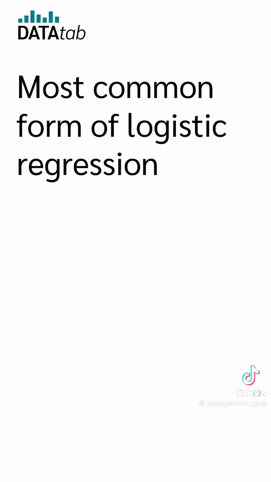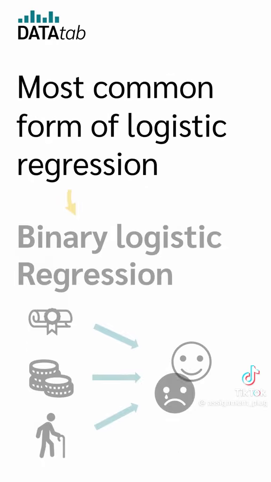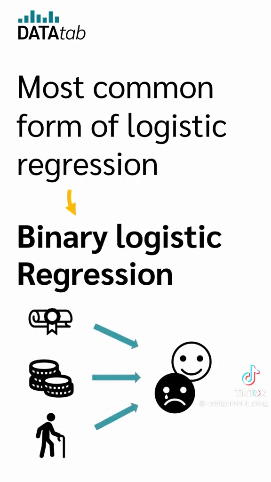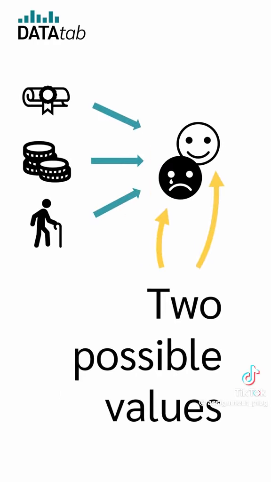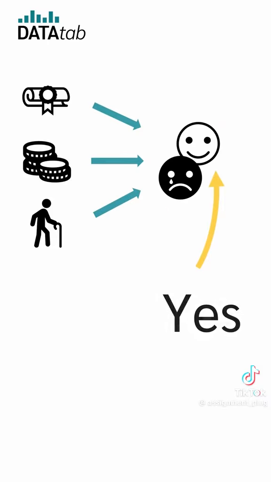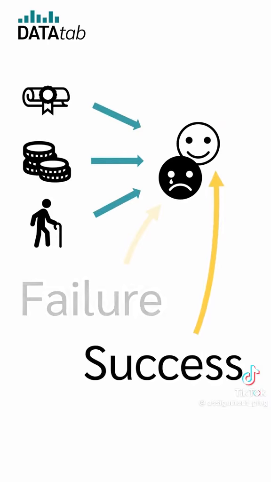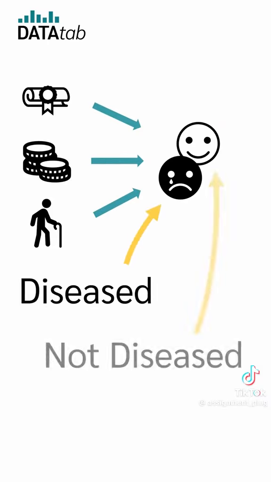However, the most common form of logistic regression is the so-called binary logistic regression. In this case, the outcome variable is binary, meaning it has two possible values like yes or no, success or failure, or diseased and not diseased.